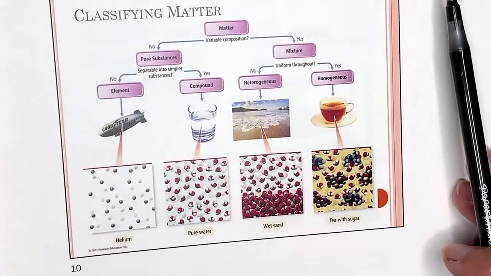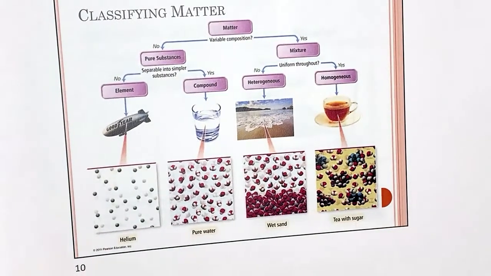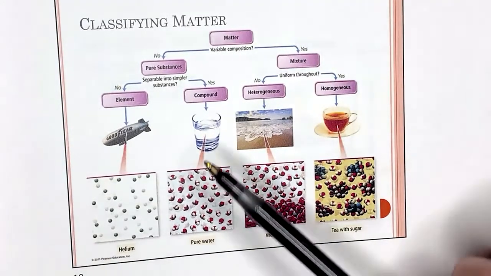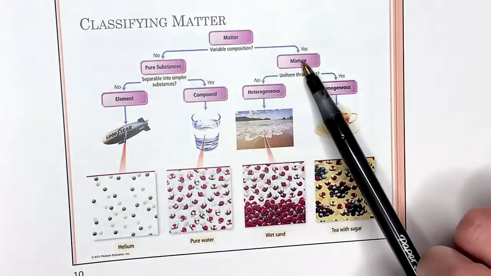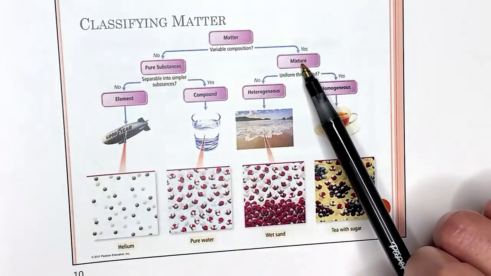So under matter, we want to talk about pure substances versus mixtures. So over here, let's talk about pure stuff. Under matter, we have pure and we have mixture. If it's not pure, it's a mix of two things, so that will be called a mixture.